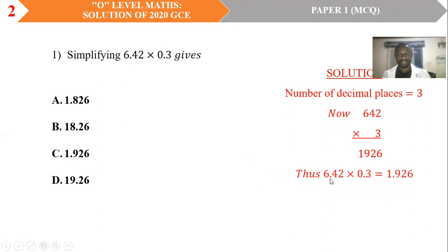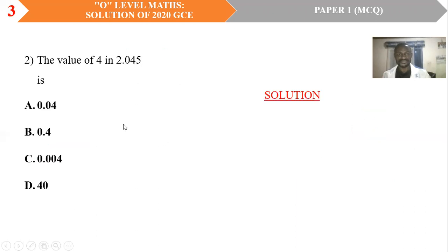Thus, 6.42 times 0.3 is equal to, we identify the number of decimal places we counted, and we count from the right to the left: 1, 2, 3. That is why we have 1.926. Answer C. We move to question 2.